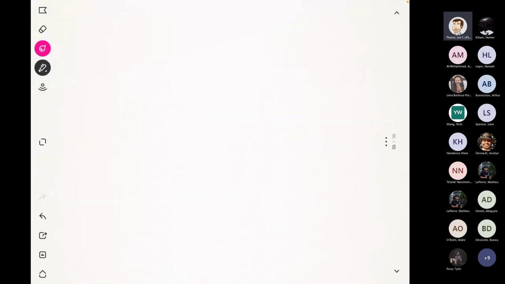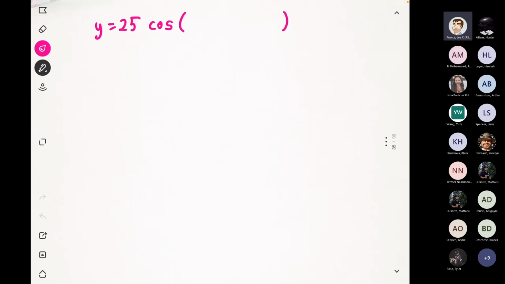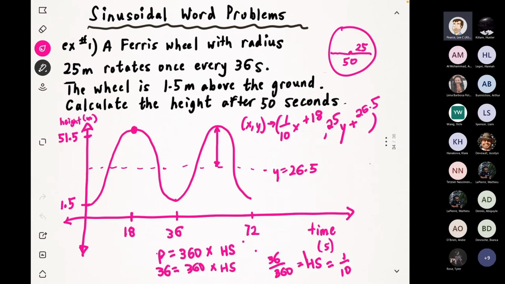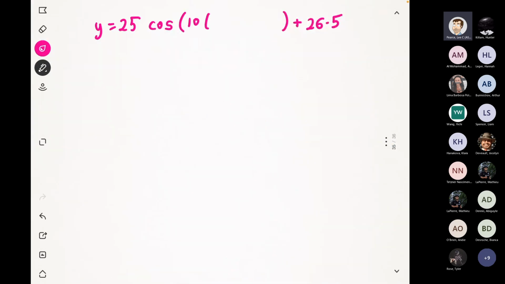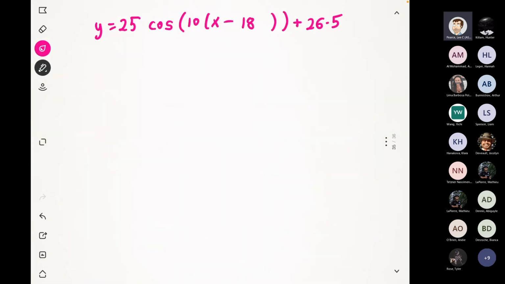So what you're going to have is y is equal to 25 cosine, and we have plus 26.5. Those are the y values. And the x values, we have 1/10x, so we flip that over, and that's going to be 10. And then we have x plus 18, which is going to be x minus 18. And that is the equation of the graph.